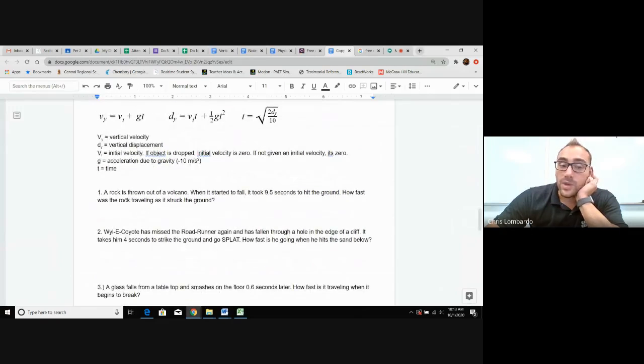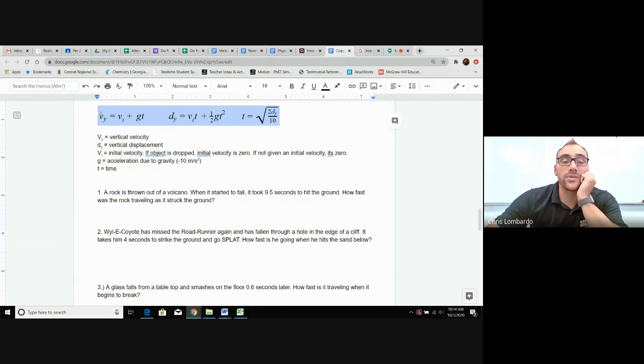So, a rock is thrown out of a volcano. How much time does it take to hit the ground? How fast was the rock traveling as it struck the ground? Well, they want to know how fast. So which one of these 3 equations am I going to use? Vertical velocity. Velocity is speed with the direction.